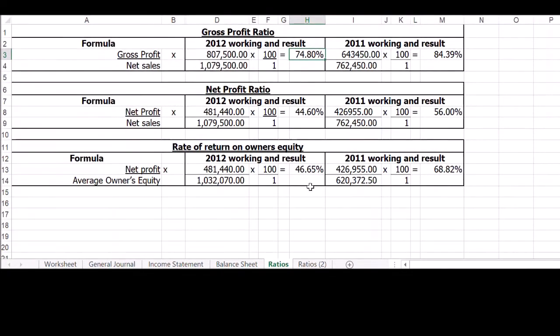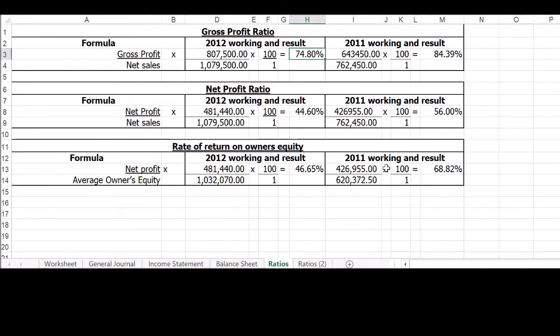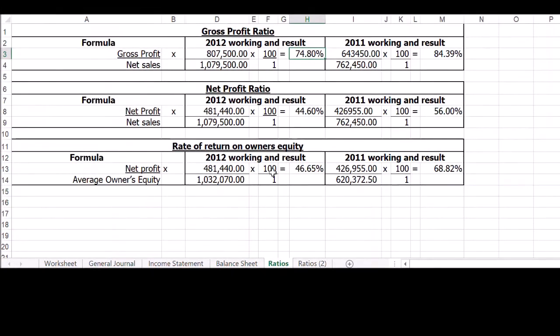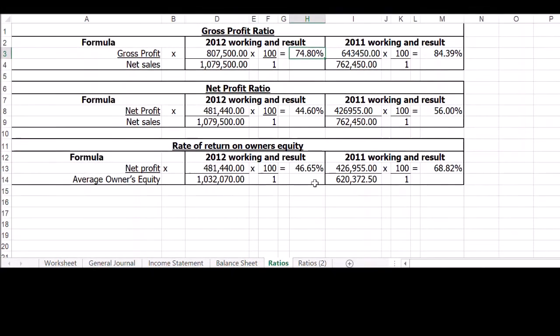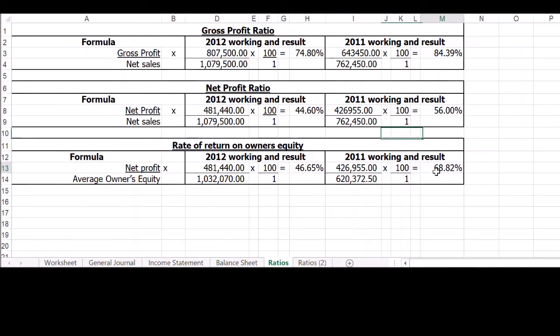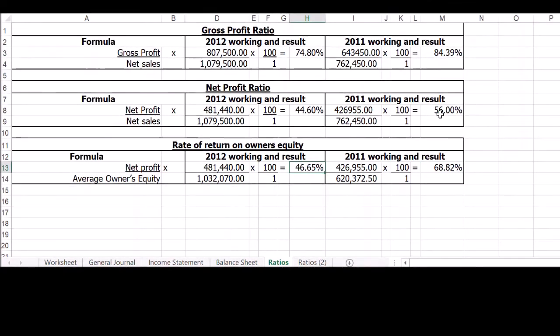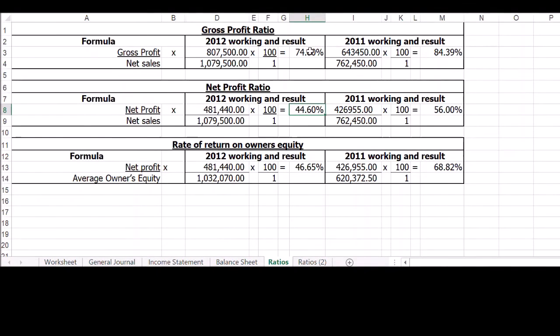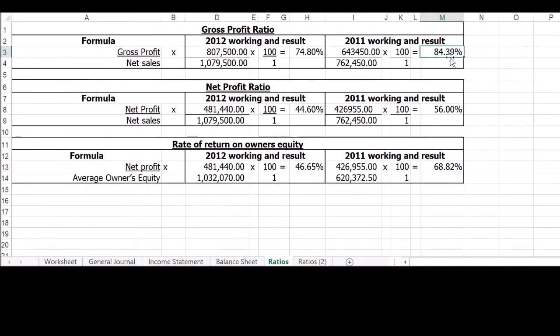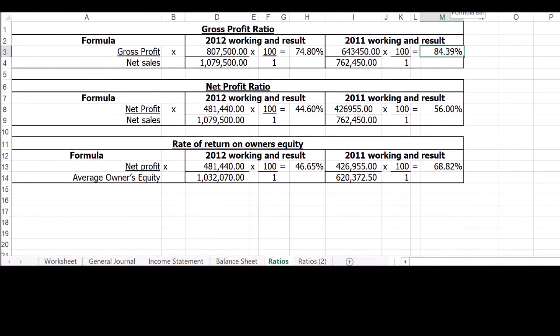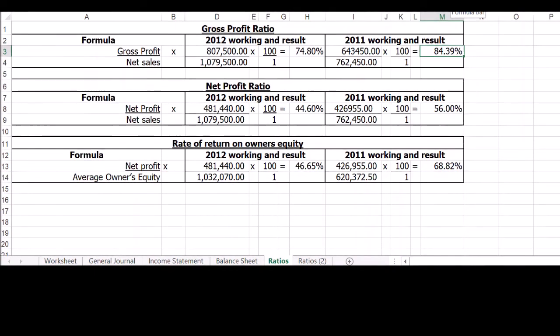Okay, in order to compare, interpret and analyse these, we need to look at how these are used. So if these are completed for 2012 and 2011, you've got the working and the result there, and we need to compare them together. In the next video, we'll discuss how we analyse these, and what assumptions and recommendations we can make to improve this ratio.